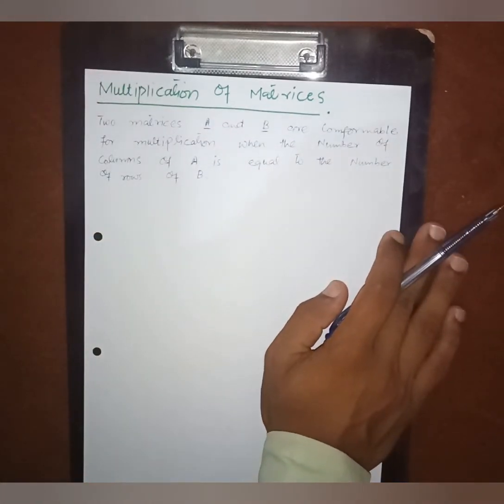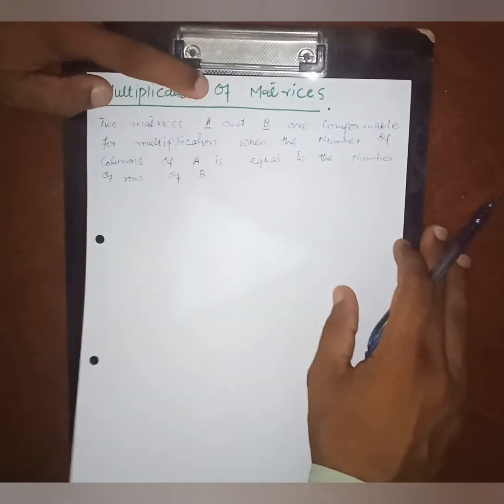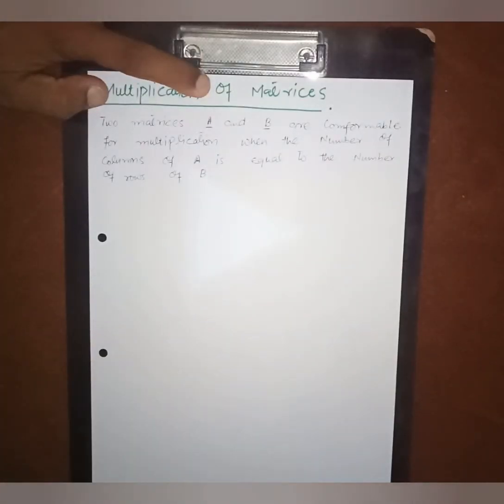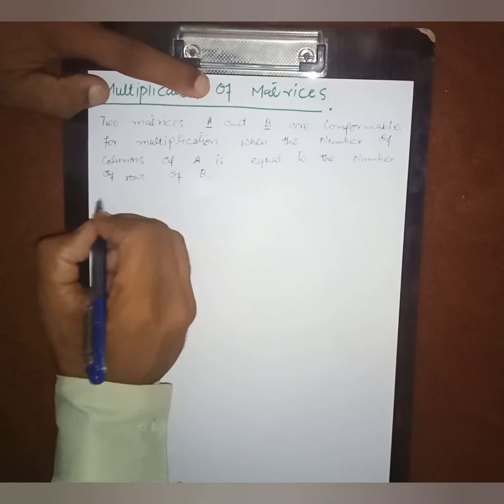We can easily multiply matrices when the number of columns of the first matrix is equal to the number of rows of the second matrix. So then we can easily multiply two matrices. Let's take an example so you can easily understand.